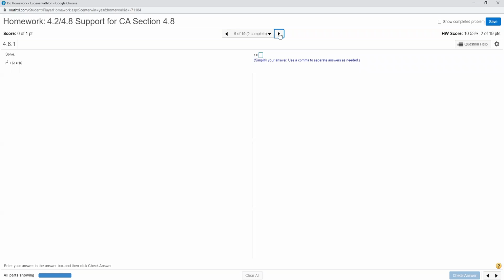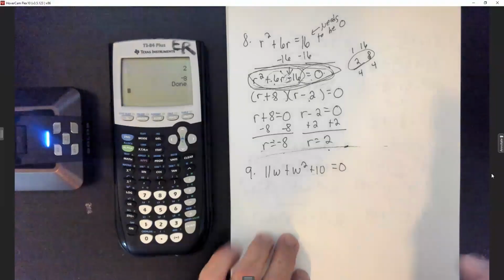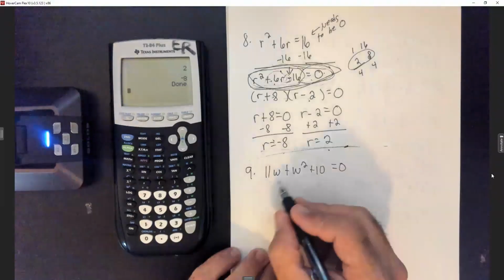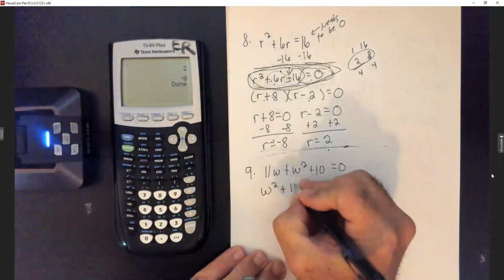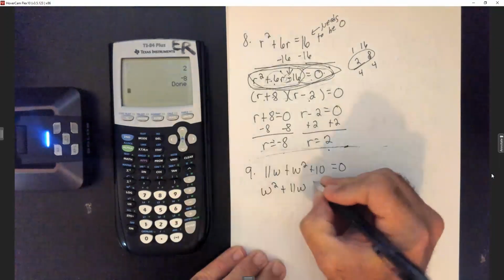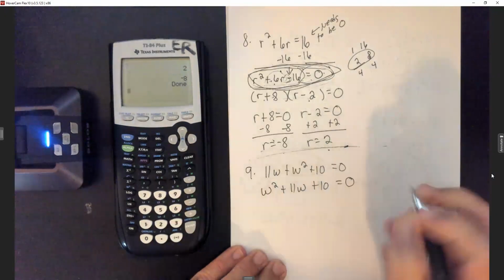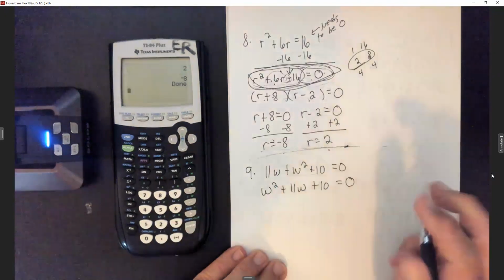So the main thing about that problem is you got to get a 0 on the right side. This one has 11w plus w squared plus 10 equals 0. Let's go work that. All right, first thing, everything's got to be in order over here. So you need a w squared first, plus the 11w, plus the 10 is all equal to the 0. So I'm going to factor this now.